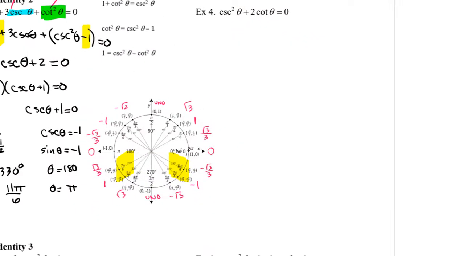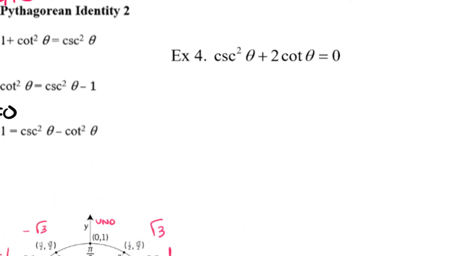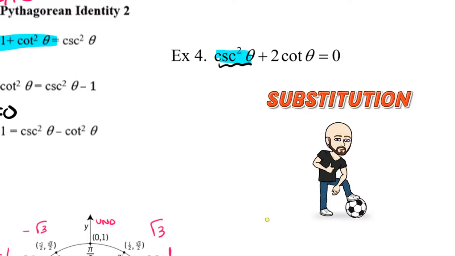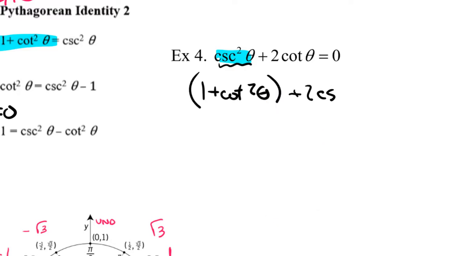Now we take a look at this problem. For those of you who want to go through it together, here we go. So cosecant squared plus cotangent. My linear term is cotangent. So if that's my linear term, I'm going to substitute out cosecant squared. And cosecant squared, well, that's the Pythagorean identity itself. So we're going to substitute 1 plus cotangent squared in for cosecant squared. So 1 plus cotangent squared theta is going to get substituted in for the cosecant squared, plus 2 cotangent theta equals 0.